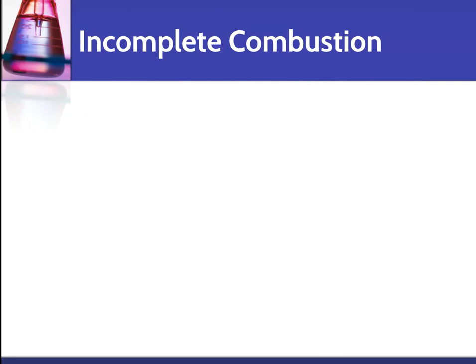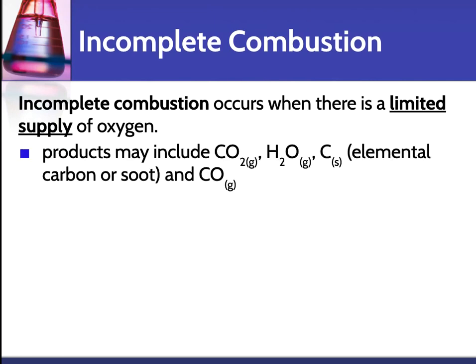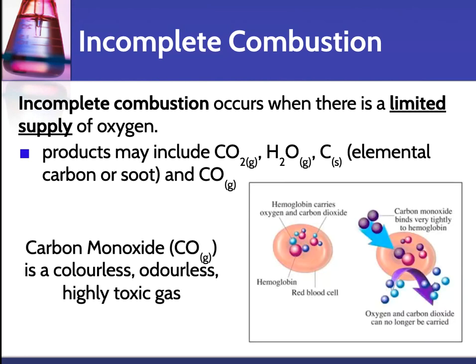Moving on to incomplete combustion. This occurs when there is a limited supply of oxygen. And so you're going to get products that may include the carbon dioxide and the water, but you can also get just elemental carbon or soot. So that's just C, and carbon monoxide. And carbon monoxide is the one that causes the problems.